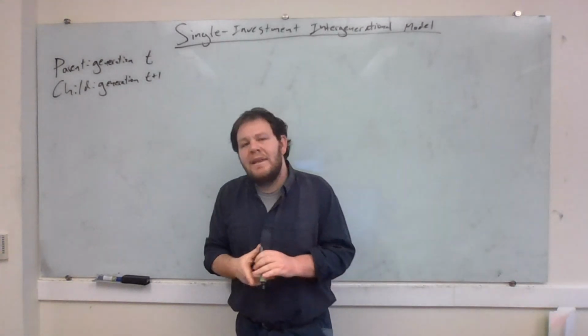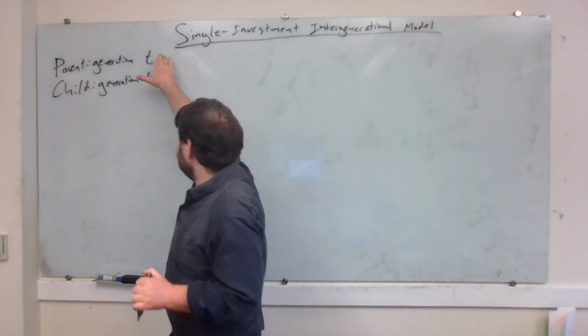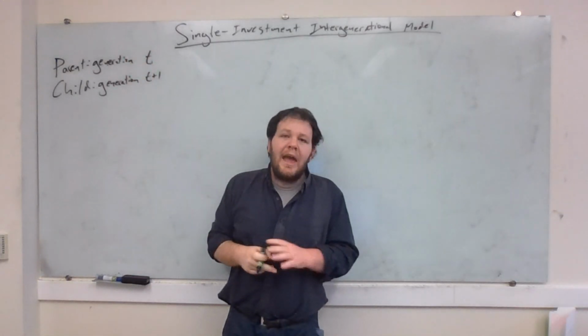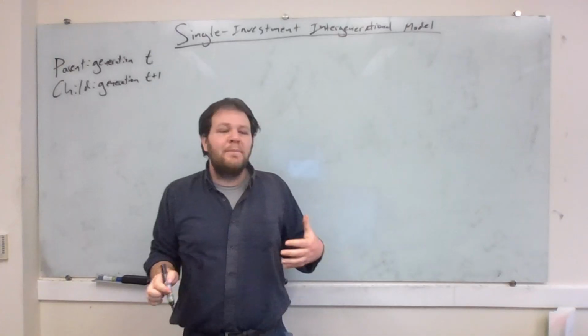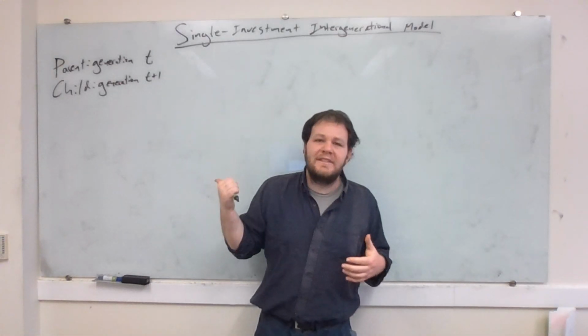Now, in his model, the parent essentially makes all the decisions, and then the child becomes the parent and their resources depend on what their parent decided to do.